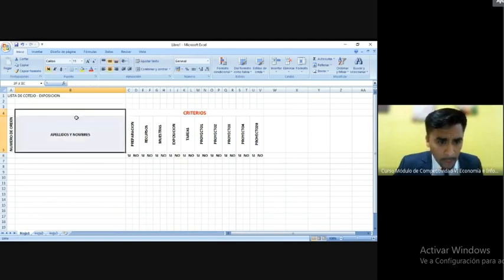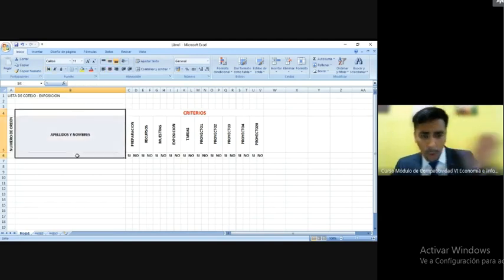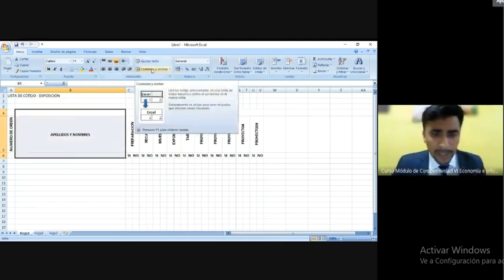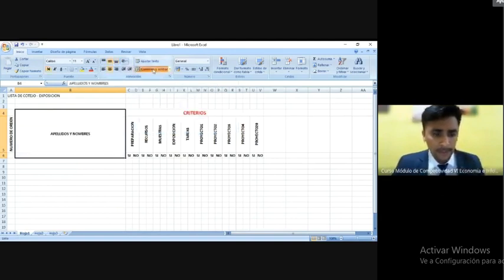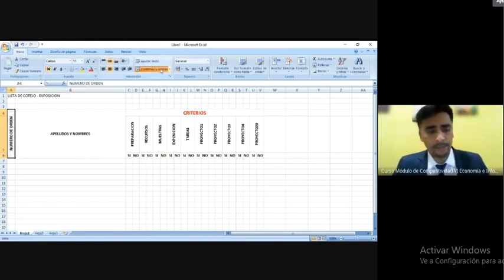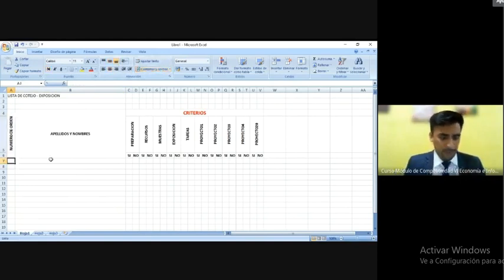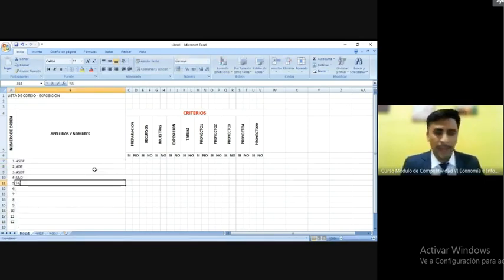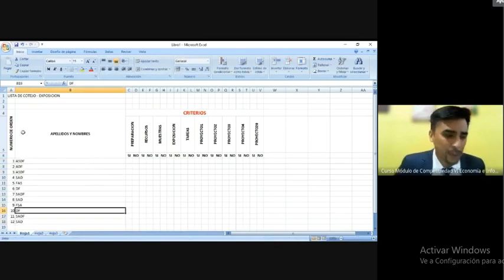So we mark 1, 2, and 3 rows and click Combinar y Centrar. It's ready. The same with the left, 1, 2, and 3, and Combinar y Centrar. It's ready. What do we need? So we need to write here the data. I only do 12 documents, and we have here the names and so on.